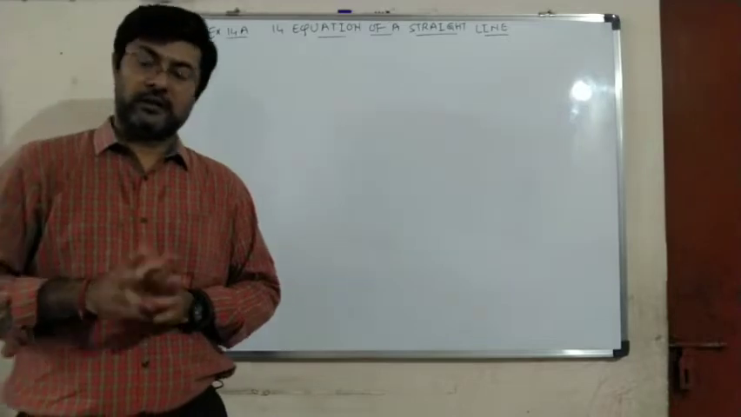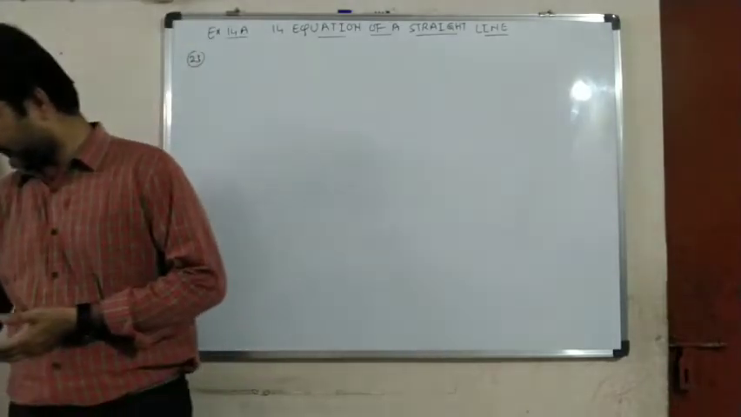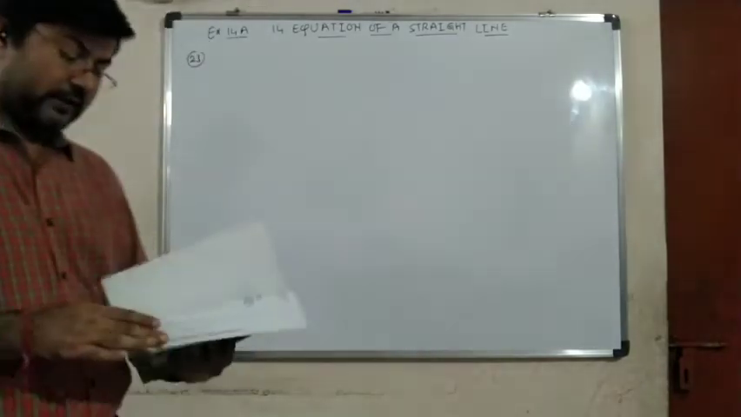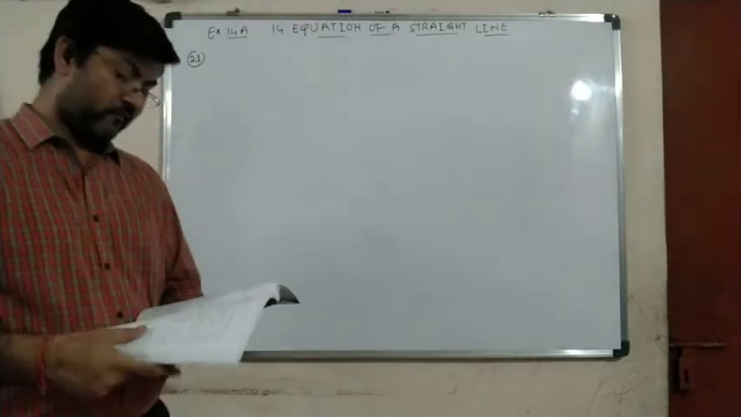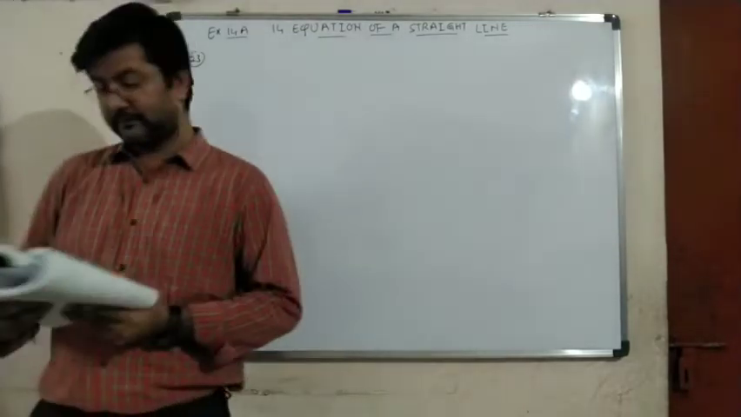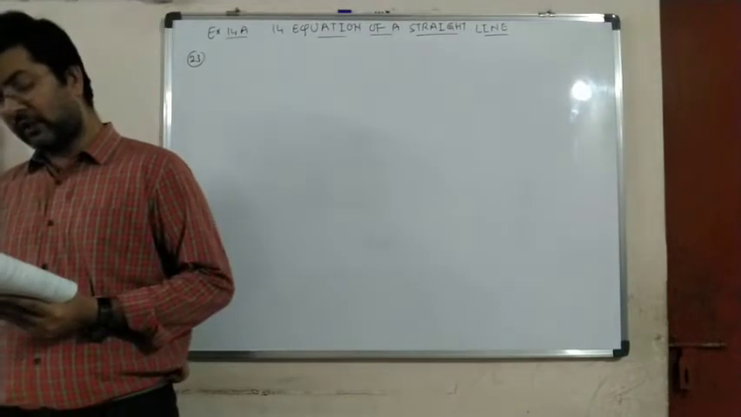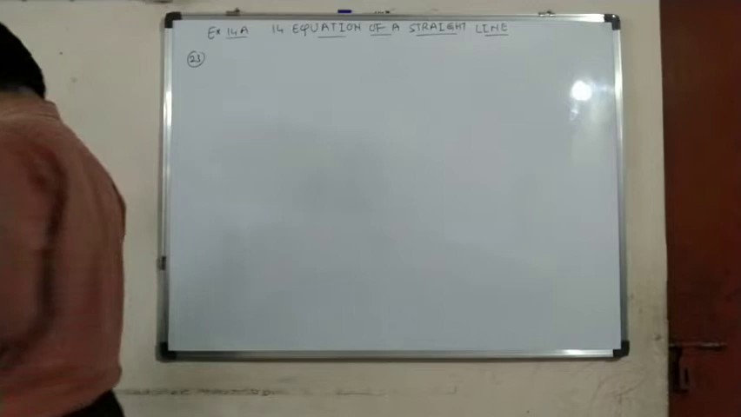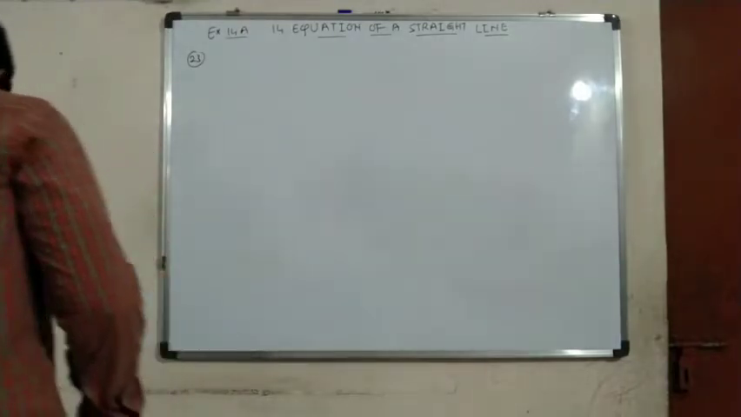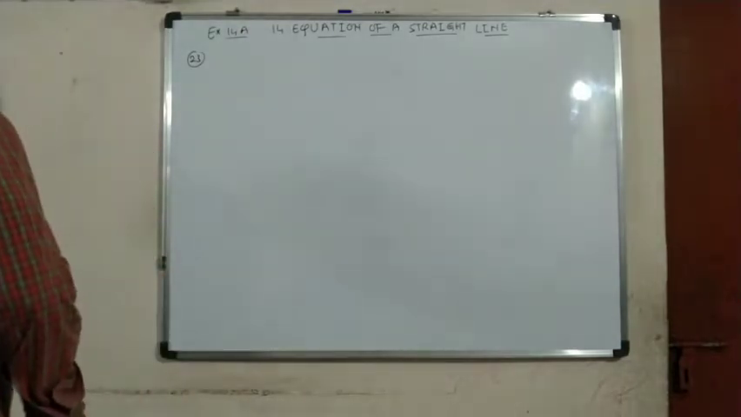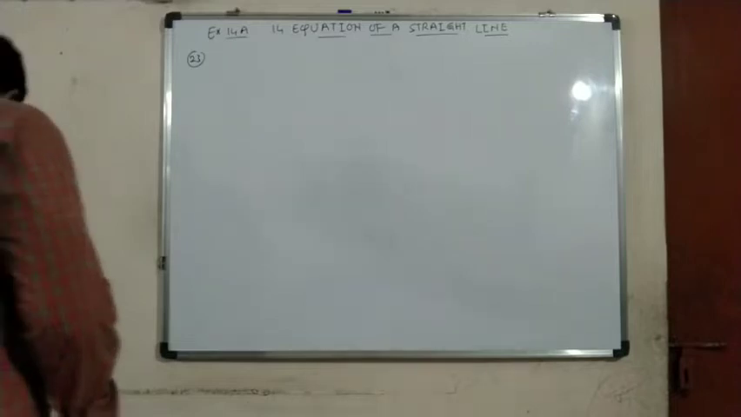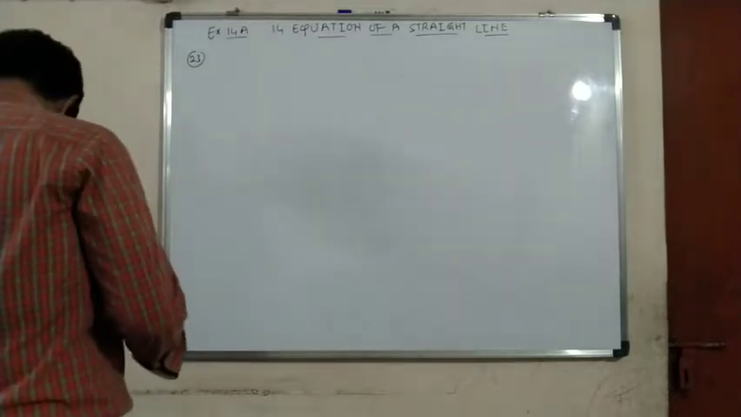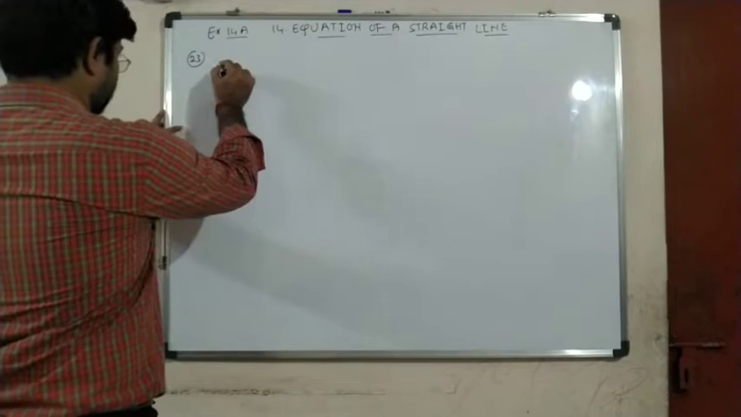Okay, now let us start question number 23 of exercise 14a. In what ratio does the line x minus 5y plus 15 is equal to 0 divide the join of A, B? So you are given a line x minus 5y plus 15.